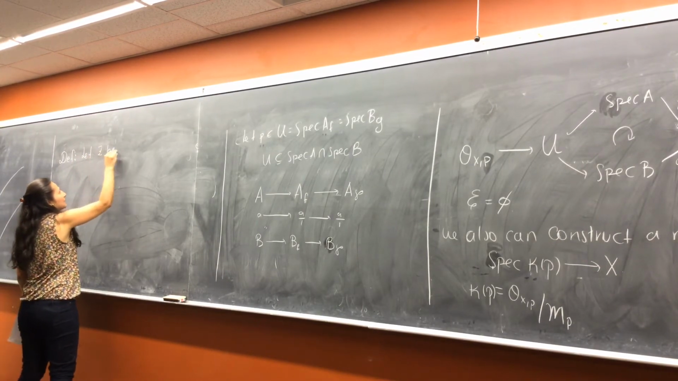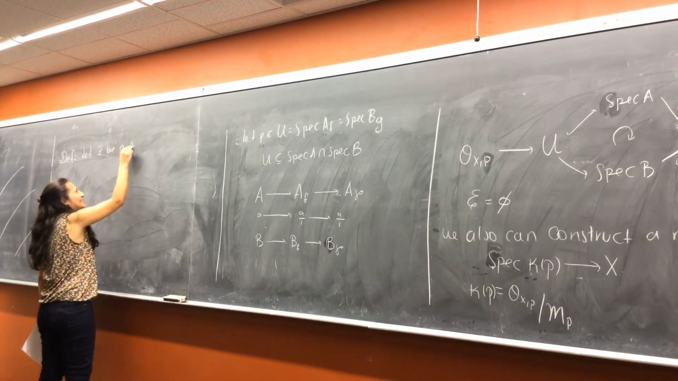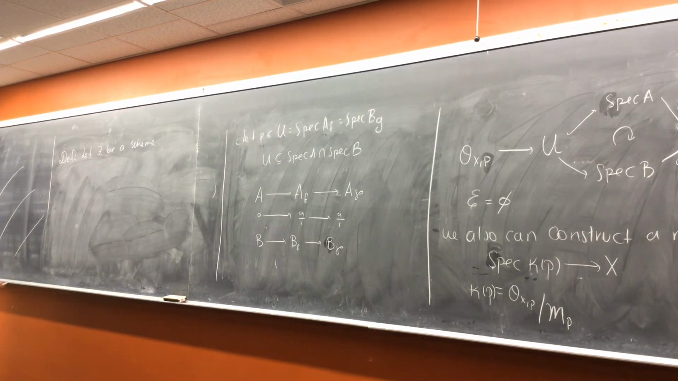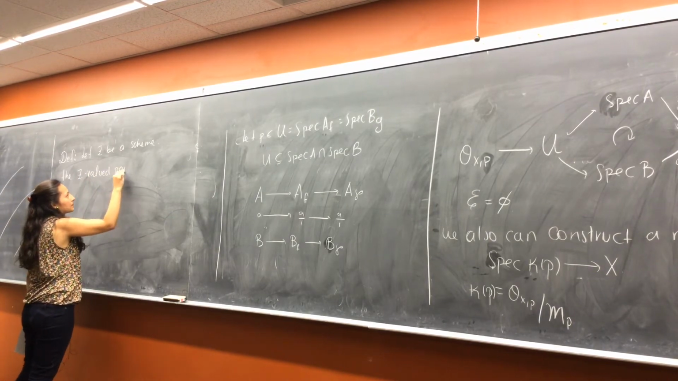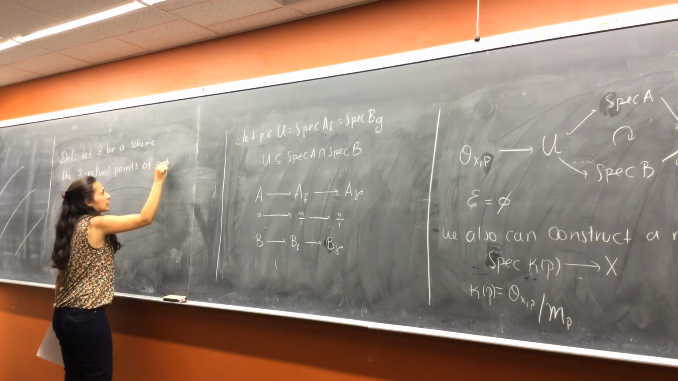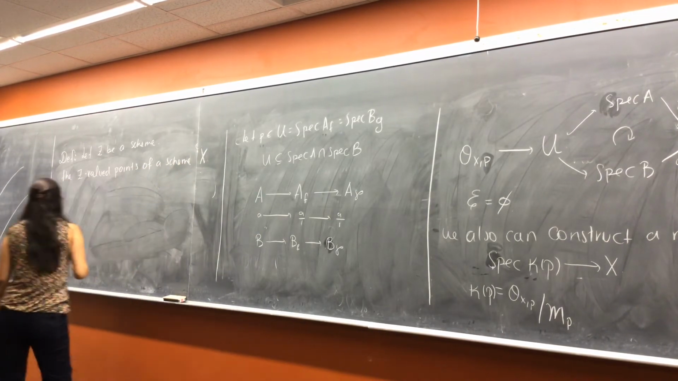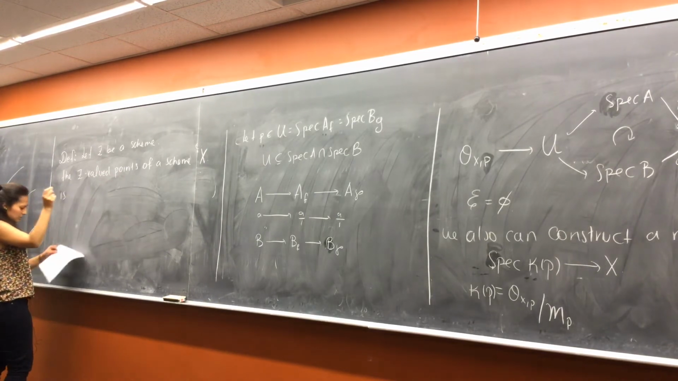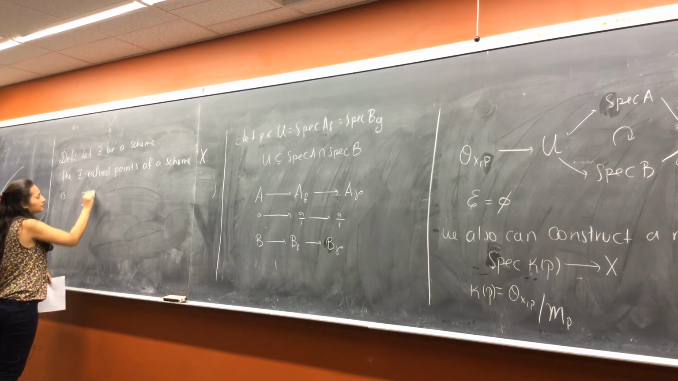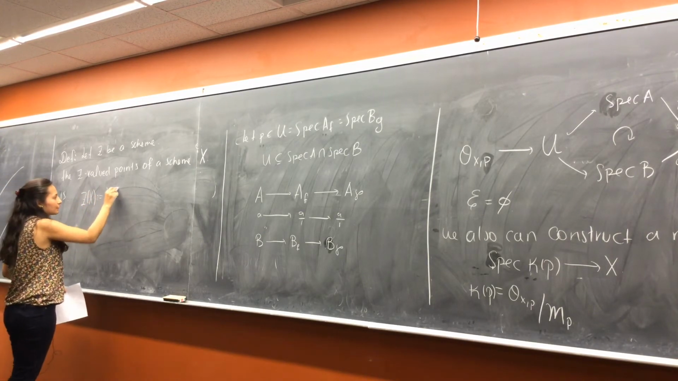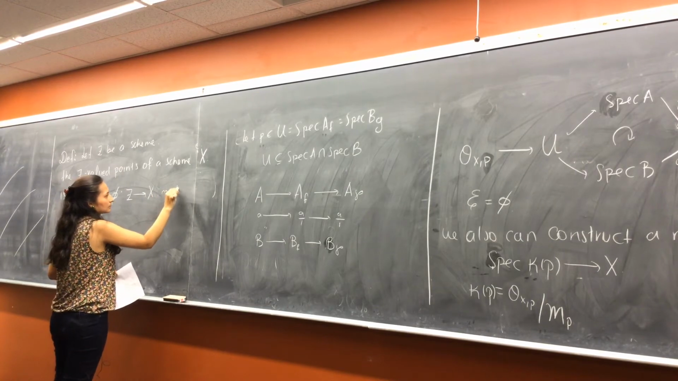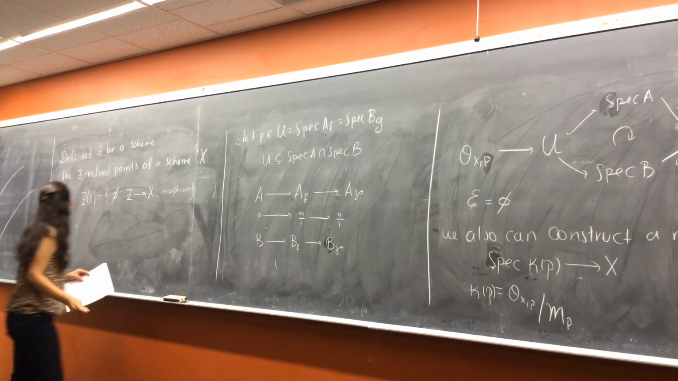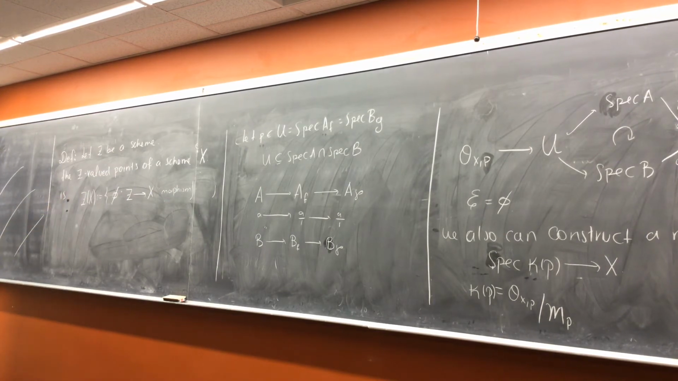So let Z be a, what? Good, scheme. The Z-valued points of a scheme X is the set, which we denote X(Z), and are just morphisms, let me get this right, from Z to X. Morphisms of schemes. Okay?